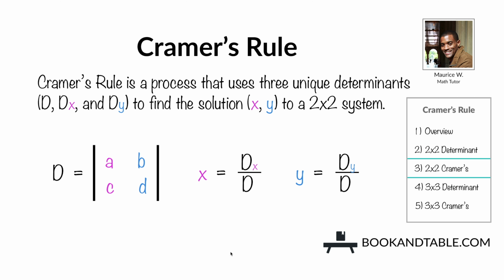Let's now discuss how we use this to solve a 2x2 system using Cramer's rule. Cramer's rule is a process that uses three unique determinants, D, Dx, and Dy, to find the solution, or the xy point, to a 2x2 system. So we have a 2x2 matrix, as we saw in the previous section of this chapter, but now we'll be introducing Dx and Dy, and these will help us find the exact x and y coordinates of our solution. But before we walk through an example together, let's first discuss Dx and Dy a little bit further.